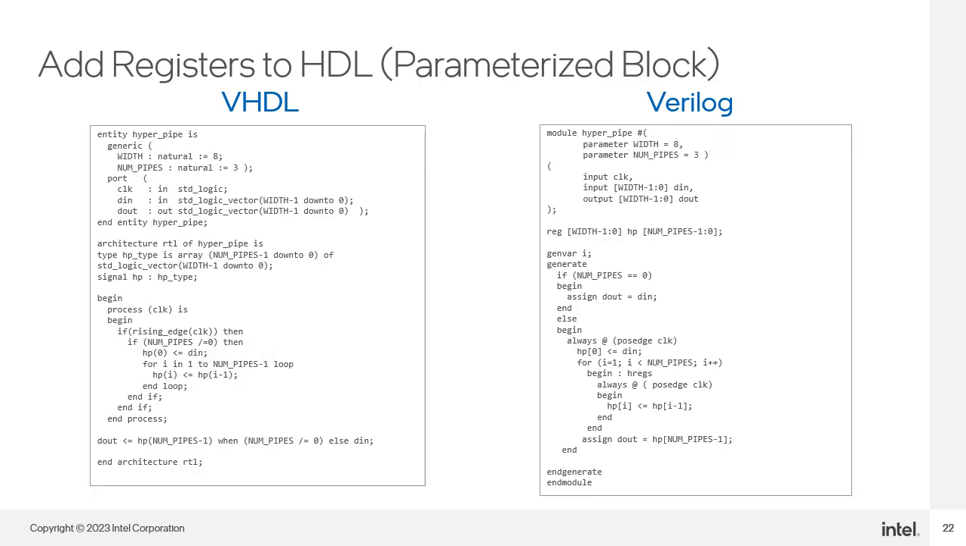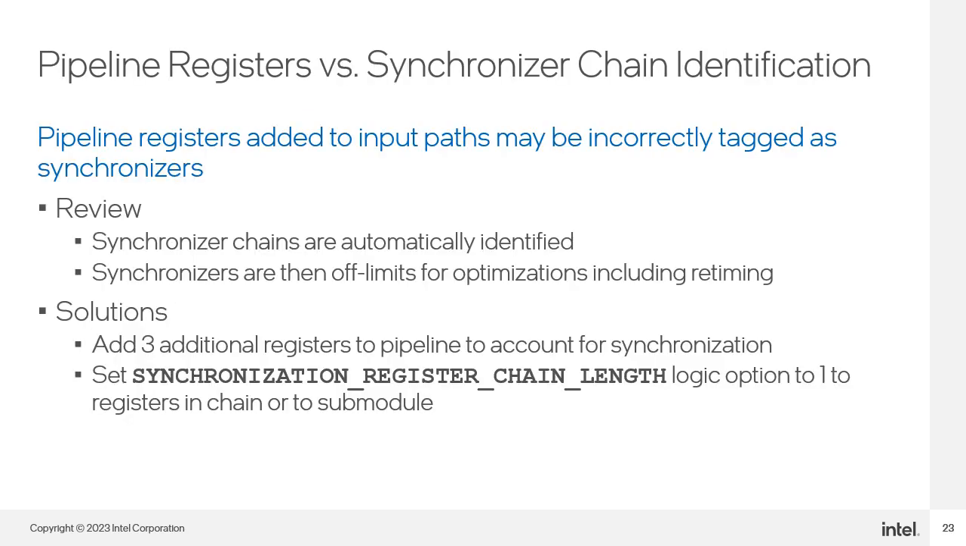Instead of manually coding pipeline registers each time you need to insert them, you can create a parameterized pipeline register block as shown on this slide. This way, you just instantiate the register block specifying the width and the number of pipeline stages that you need. These code examples may also be found in the Quartus software text editor in the language templates for VHDL, Verilog, and System Verilog. When adding pipeline stages, one thing of which you want to be aware is synchronizer chains.